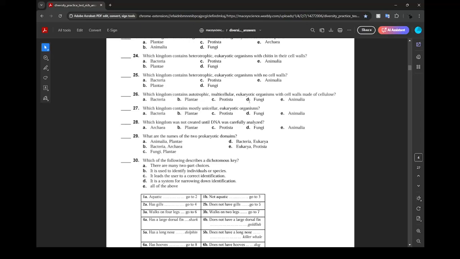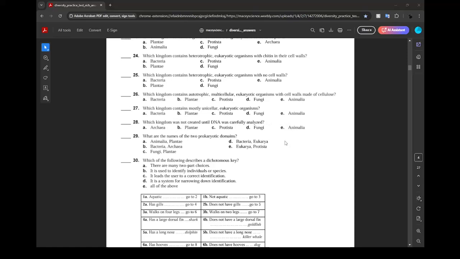Autotrophic, multicellular. Wow, cellulose. We know this. This is plants, guys. B, yay. Mostly okay, right there. Bacteria. If there's no archaea, we just pick bacteria. Simple. Not created until fully, carefully analyzed.